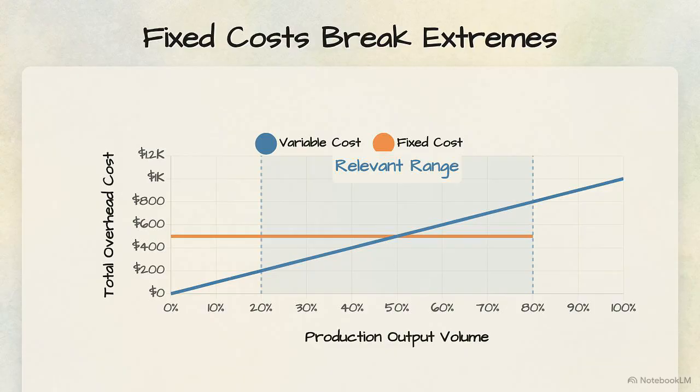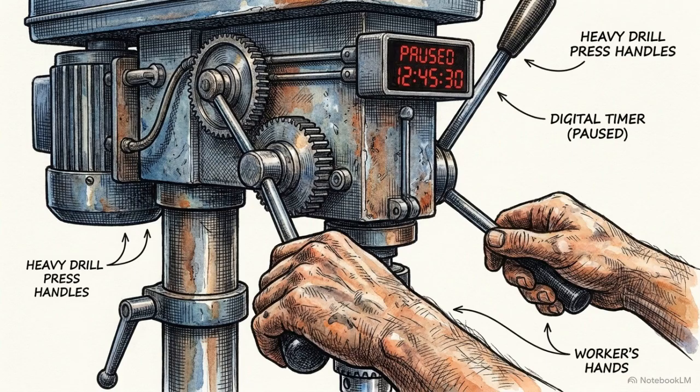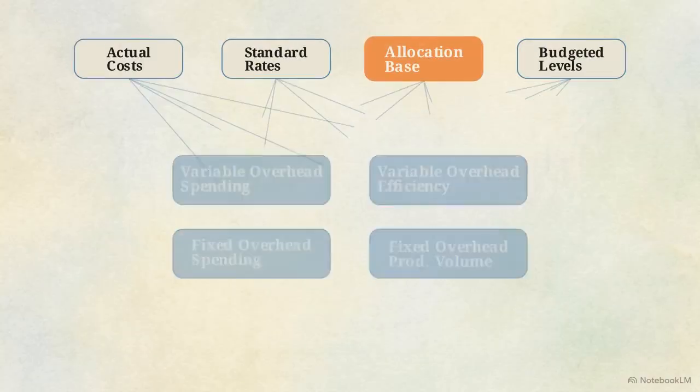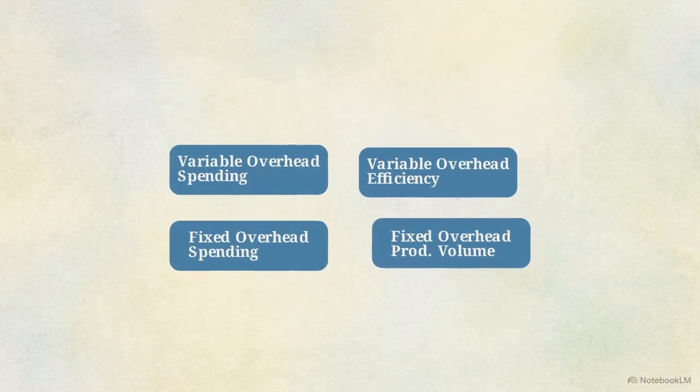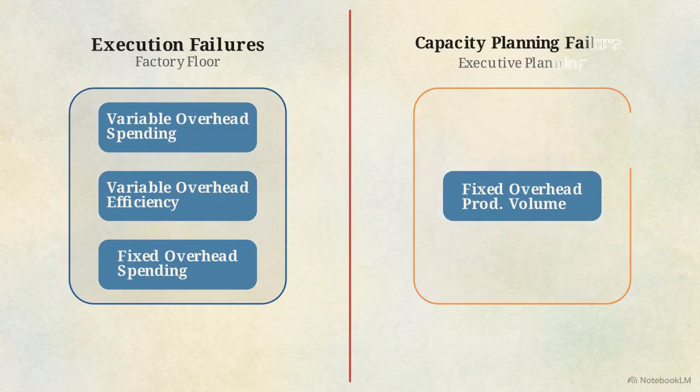These behavioral cost assumptions only hold true within the relevant range, a specific expected threshold of normal output. If production drastically exceeds or falls below this range, fixed costs might suddenly change, breaking the model. To apply these overhead costs to actual products, companies use an allocation base. This is the primary activity driver, usually direct labor hours or machine hours, that connects the factory's spending to the units it builds. By understanding the mathematical relationship between this allocation base and the four distinct variances, management can mathematically isolate a failure in execution on the factory floor from a failure in capacity planning.